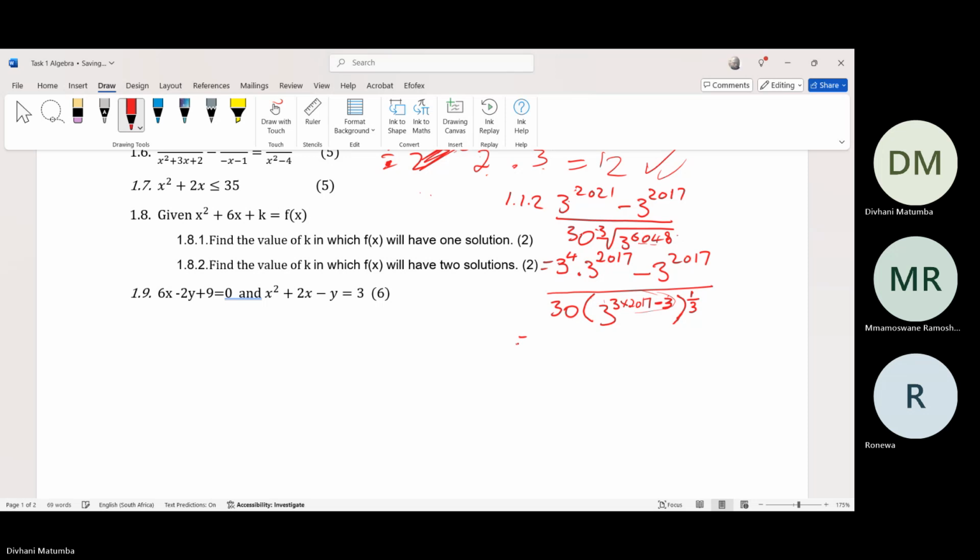So some people would opt to replace 2017 and make it X. I mean, you can do that too, or just do it straight away. So what we are going to have is a common factor of 3 to the power of 2017. Then this will be 3 to the power of 4 minus 1. Do we all agree? Yes, sir.